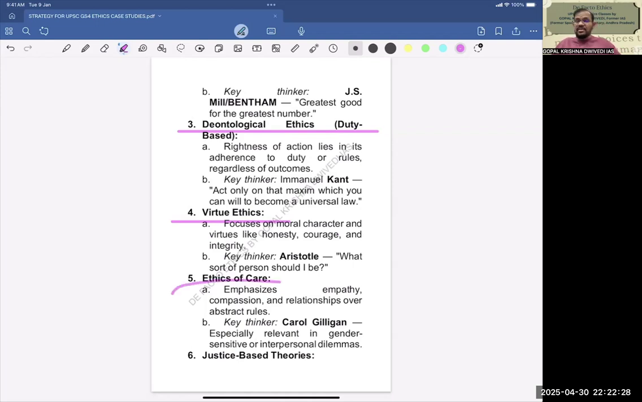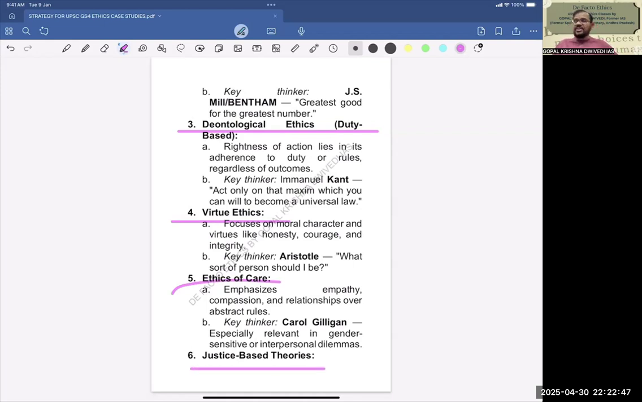Now, fifth is ethics of care. This emphasizes empathy, compassion, and relationships over abstract rules. The main thinker was Carol Gilligan. She also promoted gender-sensitive ethics. We will be studying this in detail also; here we should just understand it in brief.